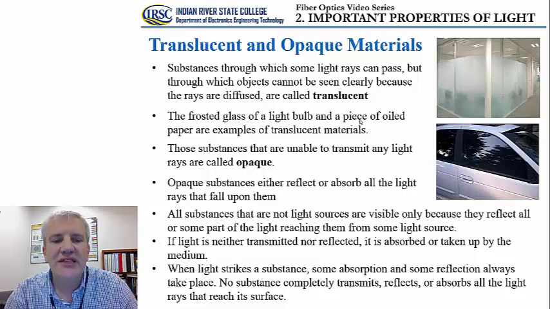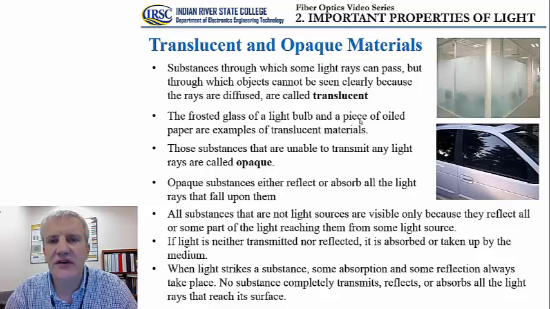When light strikes a substance or material, some absorption and some reflection will always occur. In other words, no substance is completely transmitting, or there is no material that completely transmits or reflects or absorbs all the light rays. But there are certain materials that are nearly transparent. In other words, they very nearly transmit all the light.